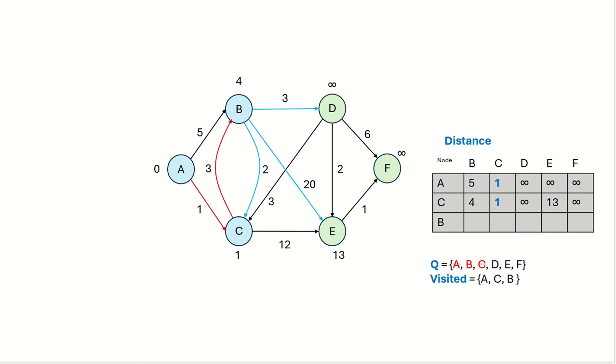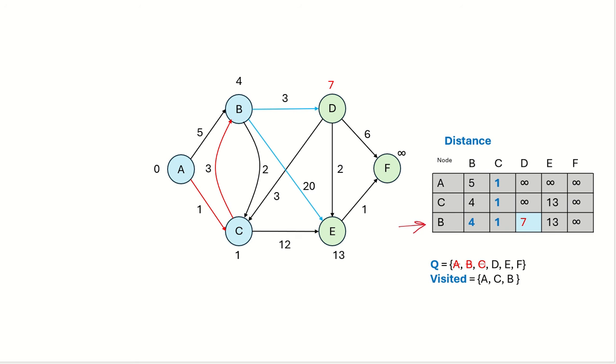From B we have outgoing edges from B to D, B to E, and B to C. Now I'll apply the relaxation again. 4 plus 3, is it less than infinite? Yes it is. So this is updated to 7. 4 plus 20, is it less than 13? No, it is not. So this is not updated. 4 plus 2, is it less than 1? No, it is not. So this is also not updated. So only D is being updated over here. So this is our new distance vector.